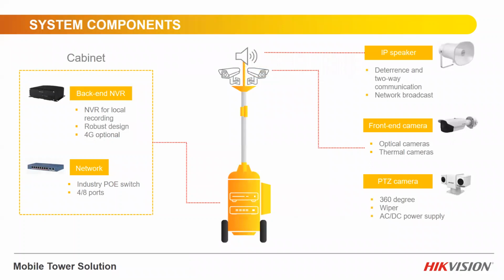The components of this system would be an NVR for local recording with a robust design to suit the environment and the option to have embedded 4G connectivity, a network switch supporting PoE standards, a PTZ camera allowing for 360-degree coverage with DC power options, static cameras utilising optical and/or thermal views depending on site and situation, and lastly an IP speaker for deterrence and broadcast capabilities.